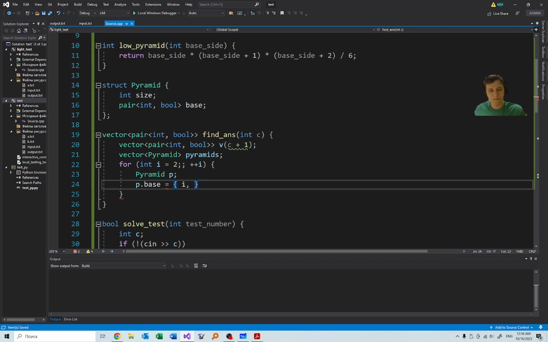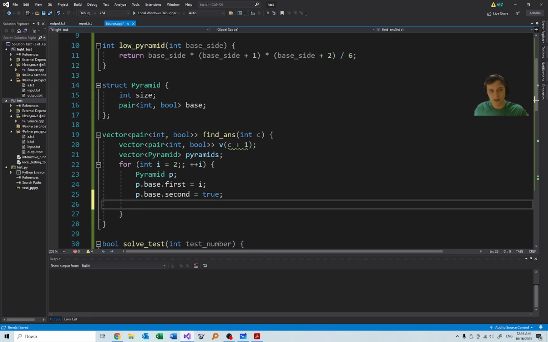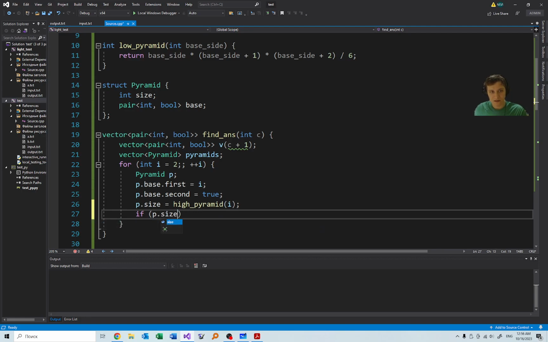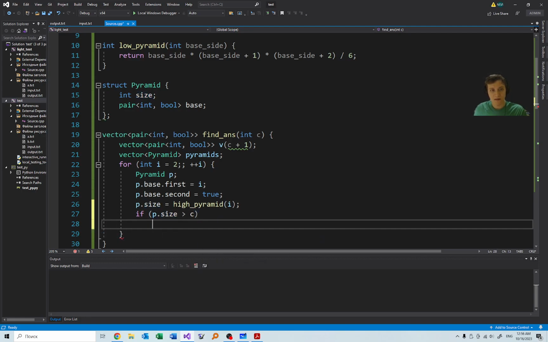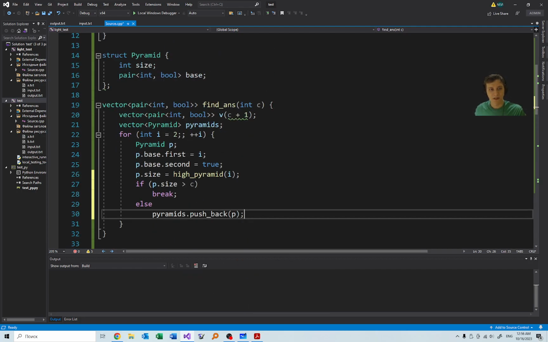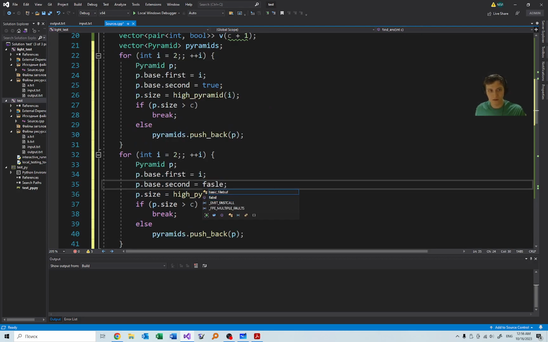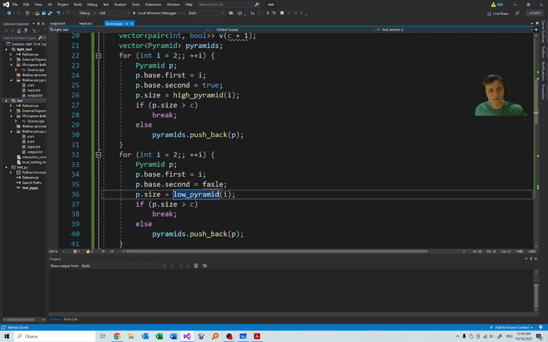p dot base dot first equals i, p dot base dot second equals true because this will be a high pyramid, and p dot size equals high pyramid of i. And if p dot size is greater than c, then we will break, else we will push this into the pyramids. Okay, the same goes for the low pyramid. Great.